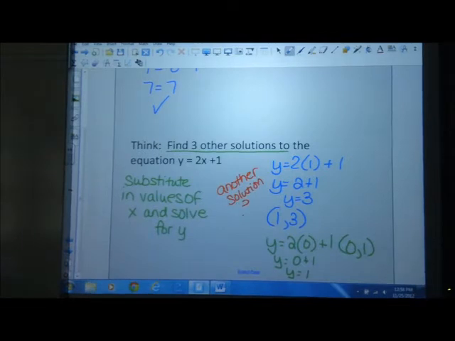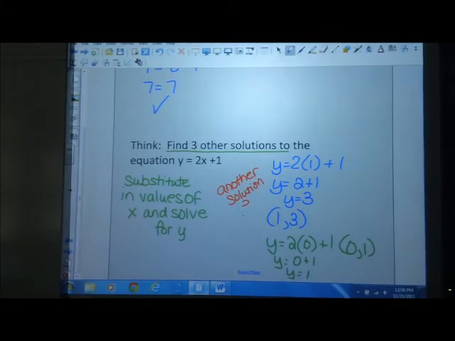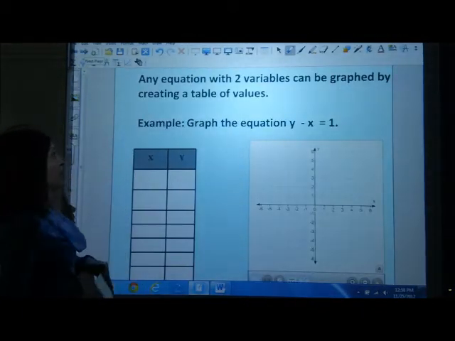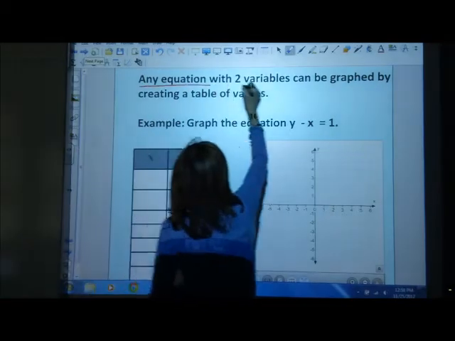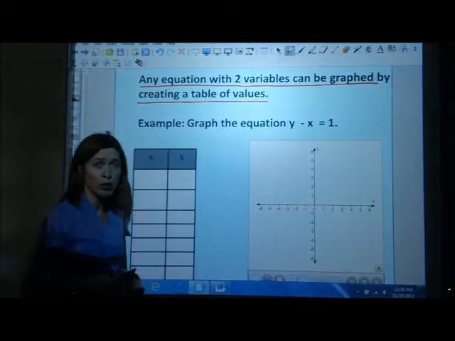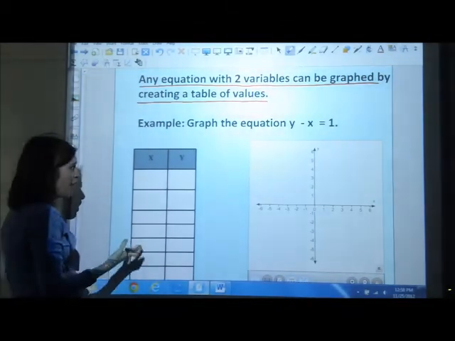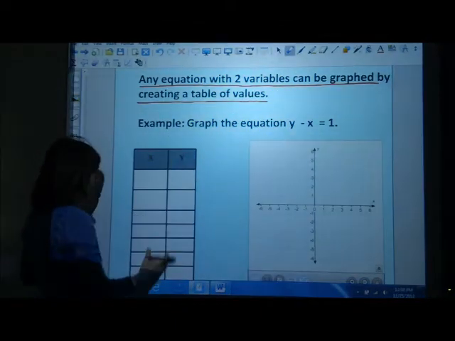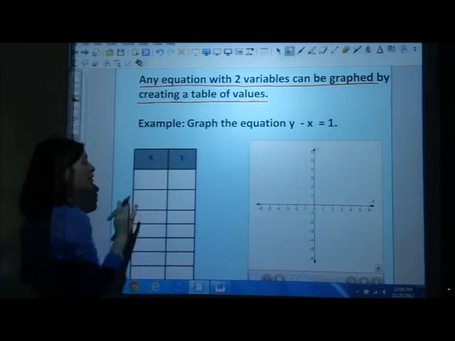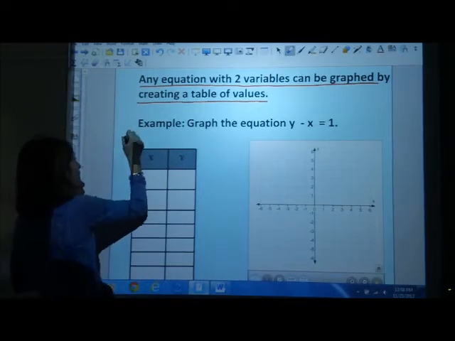The next thing that we're going to be talking about is graphing in two variables, okay? So the graphing part of this gets a little interesting. Any equation with two variables can be graphed by creating something we call a table of values. A table of values is, again, a little table that we're going to create for us. We're going to have an x on the left and a y on the right. And I also like to call them an xy chart.